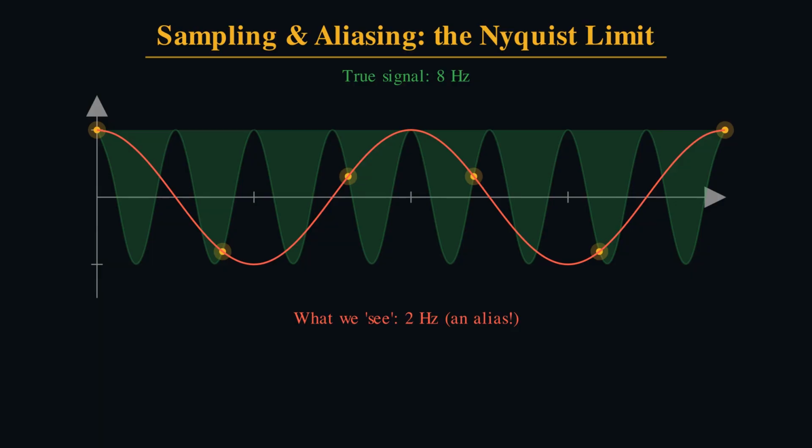The Nyquist theorem gives the cure. To capture a frequency safely, you must sample at more than twice that frequency. It is why CD audio uses 44,000 samples per second to capture sound up to 20,000 Hz.